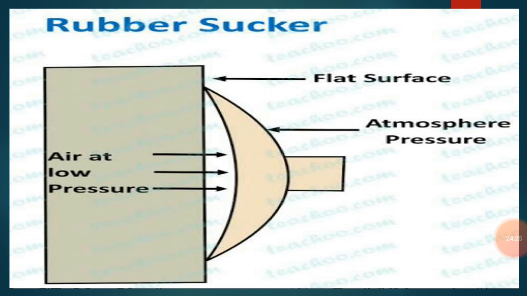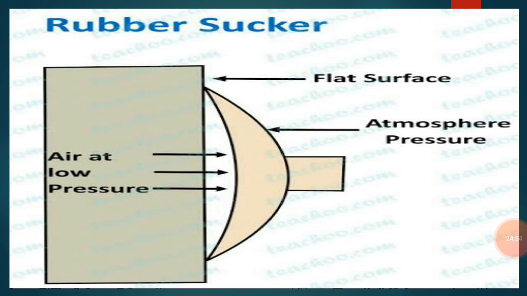But from outside, a much greater atmospheric pressure is acting on the rubber sucker, and that fixes the rubber sucker firmly on the flat surface. Thus the rubber sucker stays attached firmly to the flat surface, and this is mainly due to the atmospheric pressure.